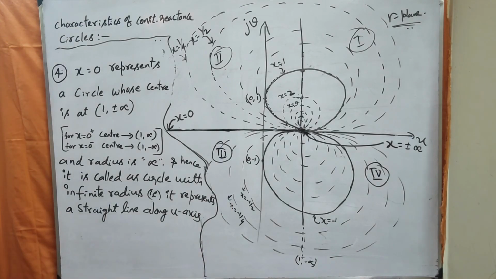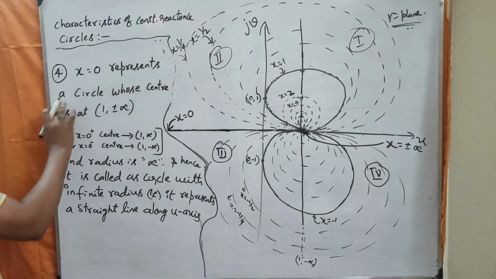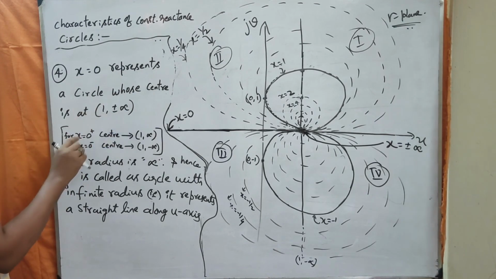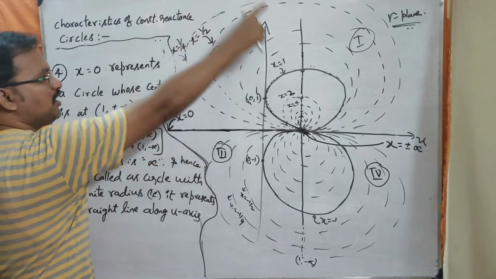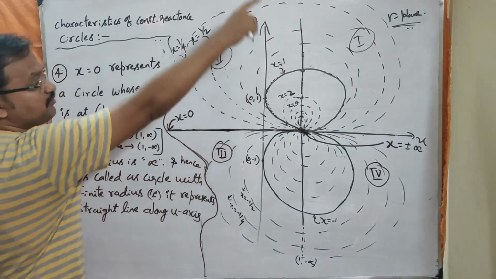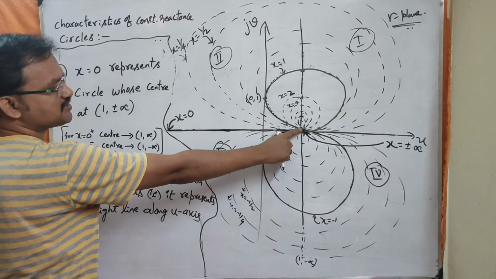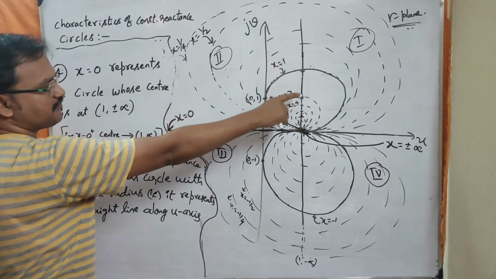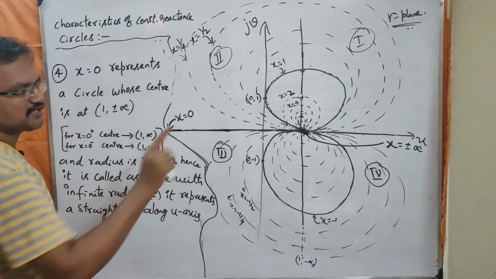Understood? Okay, so x is equal to 0 represents a circle whose center is at 1 comma plus or minus infinity. If you consider x is equal to 0 plus, the center will be at 1 comma infinity, and the distance from 1 comma infinity to 1 comma 0 is infinity, which represents the radius. With that infinite radius, if you try to draw a circle, you are going to get a straight line.